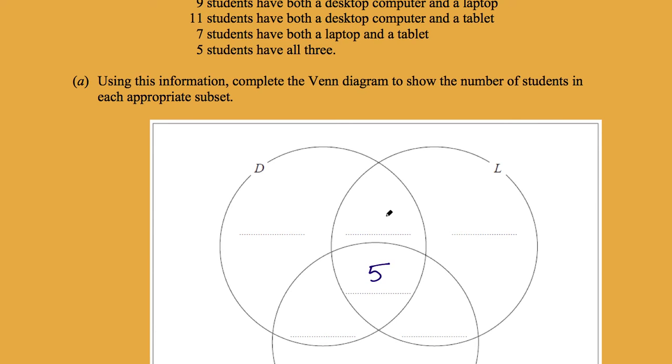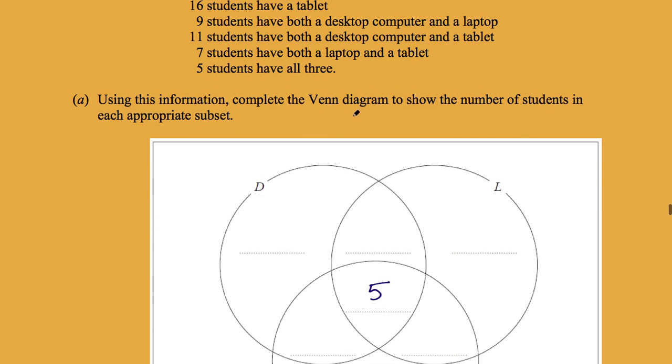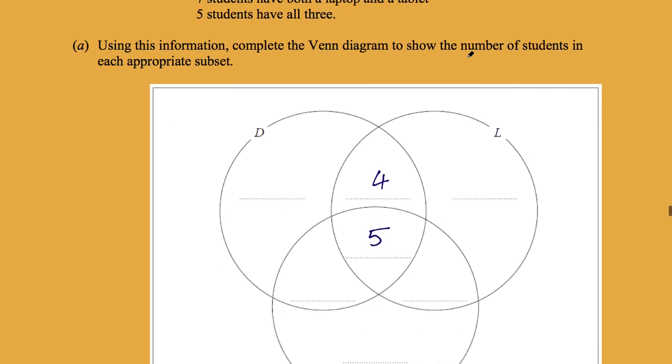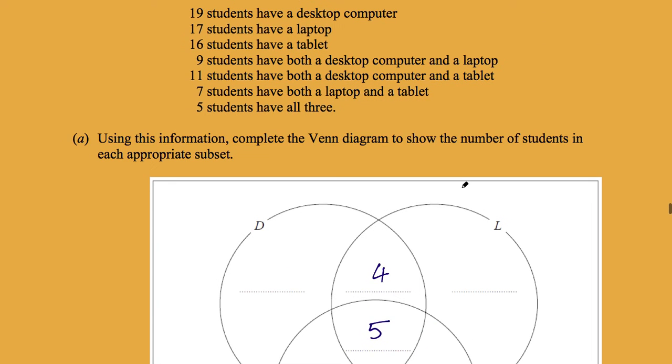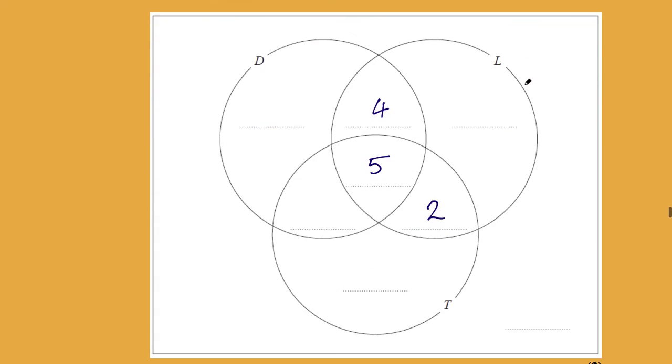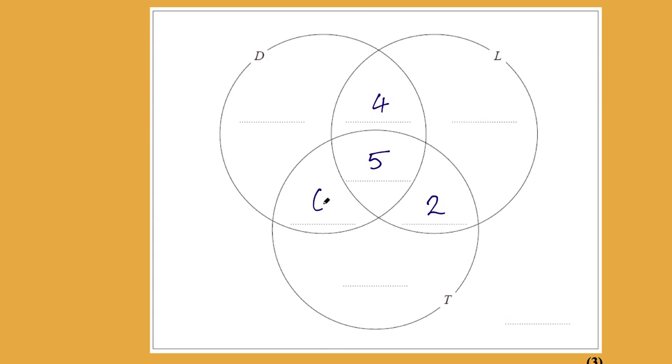In this section is people who have laptops and desktops. So laptops and desktops is 9. If there are 5 of those 9 in there, 4 of them remain in here. 7 students have both a laptop and a tablet, so laptop and tablet in here, and 7 of them, so 2 goes in here. And then we've got 11 that have both a desktop and a tablet. So 6 to make the 11 in there.